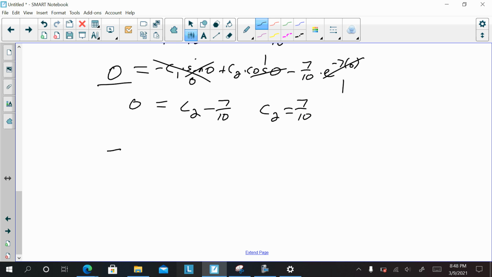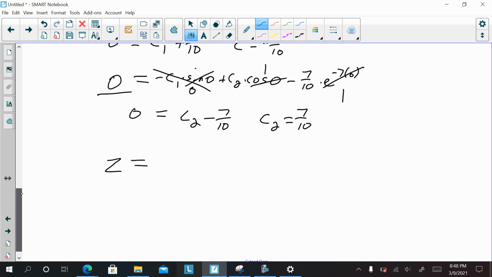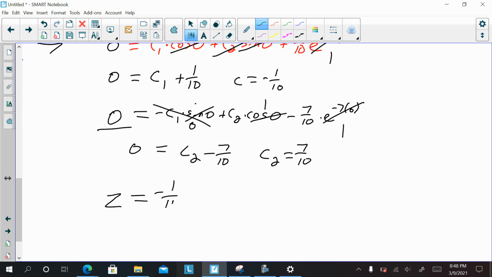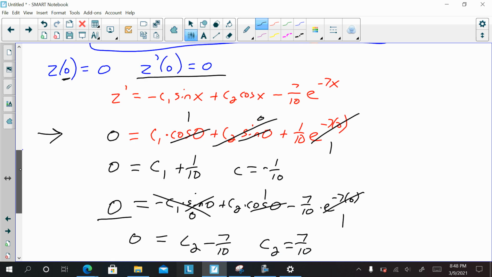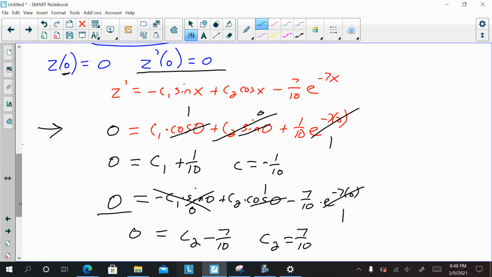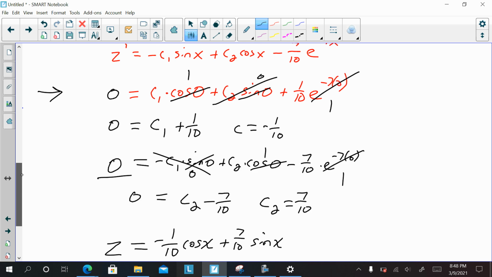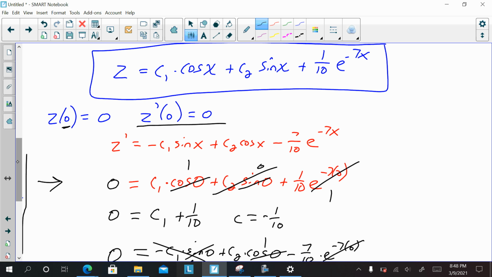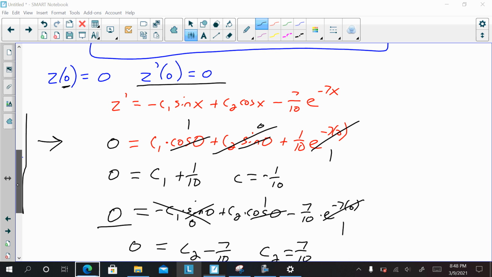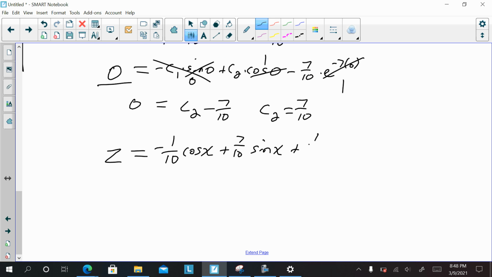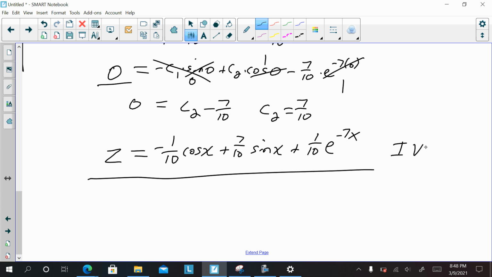So finally, that makes our solution c1, which is negative 1/10, times cosine x, plus our c2, which is 7/10, times sine x, and then plus 1/10 e to the negative 7x. So that's our solution given our initial values.